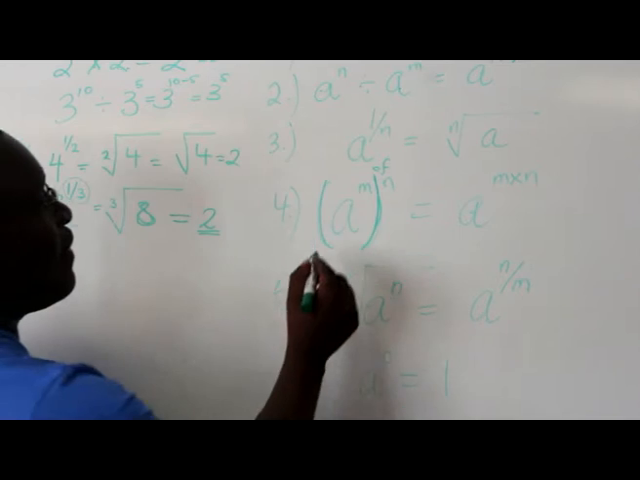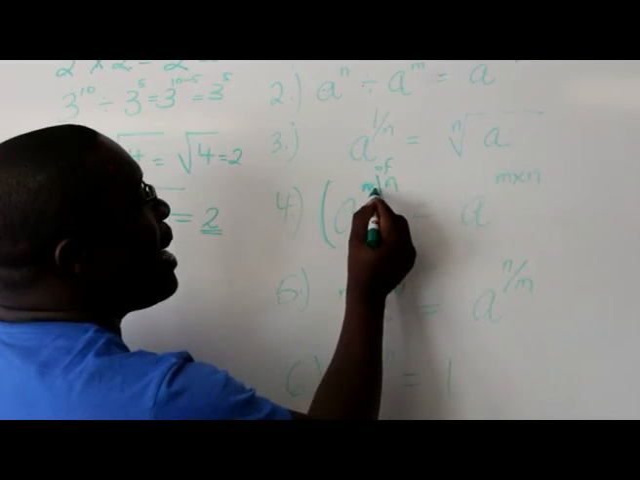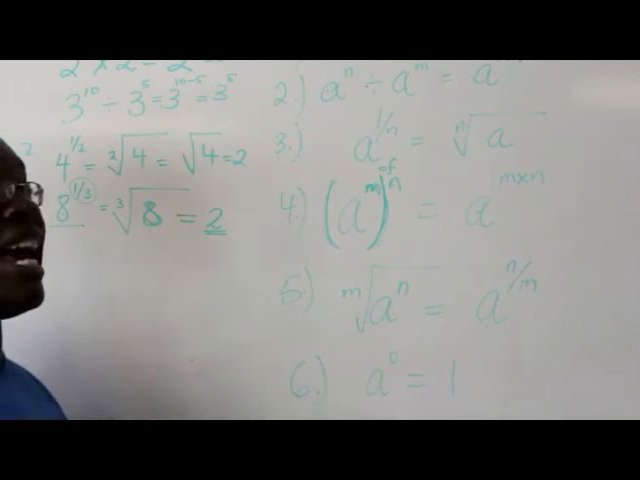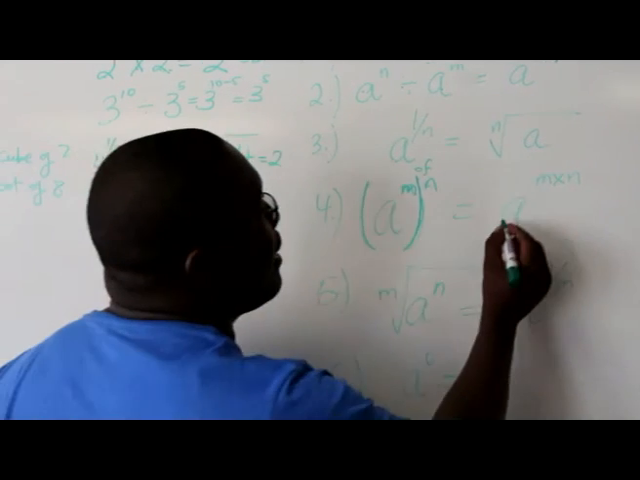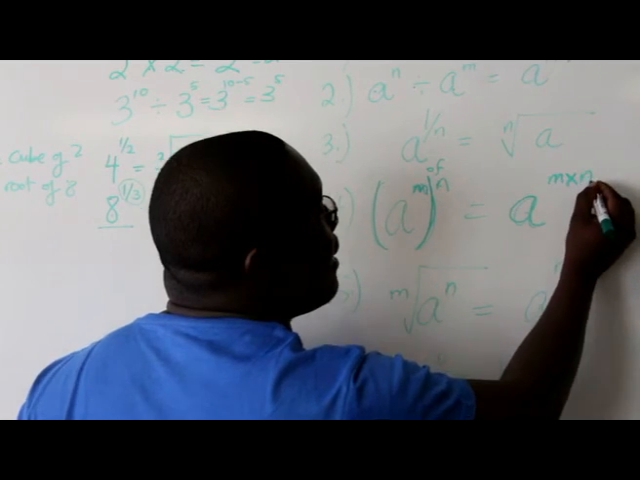So you're saying you have a power already, and then another power. So this is a power of a power. So you're saying power times power, because "of" means multiplication. So in other words, you're saying a to the power of m times n.